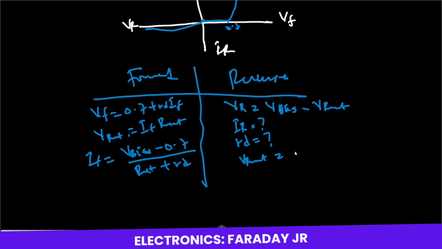And then we can also talk about the voltage across the limiting resistor, which is the same as IR multiplied by R limit. And that is all the most important parameters we need in the complete model.